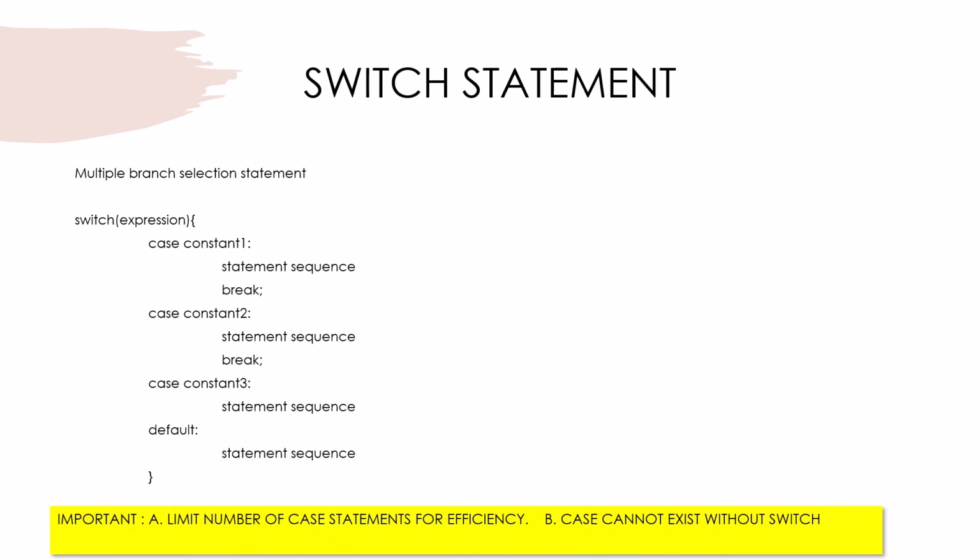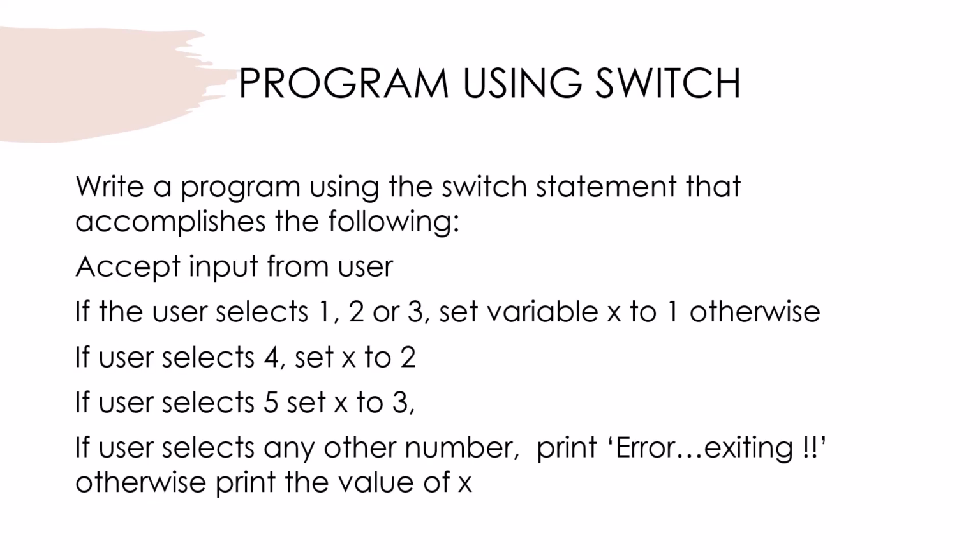Now, what's important to remember, we need to limit the number of case statements for efficiency, and case cannot exist without switch, as also default. This I mentioned at the beginning of the session. Write a program using the switch statement that accomplishes the following: accept input from the user. If the user selects 1, 2, or 3, set variable x to 1, otherwise set x to 2. If user selects 4, set x to 3. If user selects 5, or any other number, print error exiting, otherwise print the value of x.